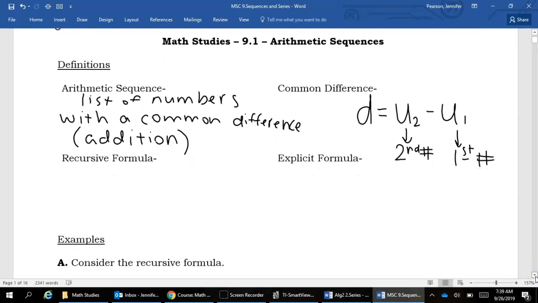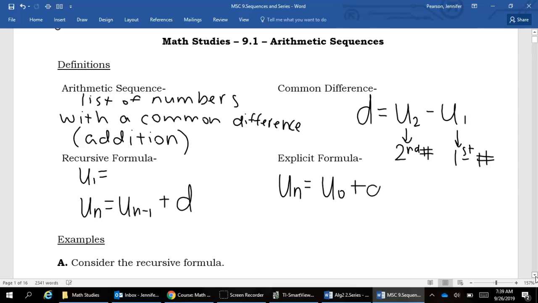A recursive formula is a way to represent getting the next and getting the next and getting the next. And we do that with two things. With the first number, or any given number, and then a representation of adding or subtracting whatever value we need to change. An explicit formula is a way to jump directly to a specific answer without having to get the next answer and the next answer and the next answer and the next answer.